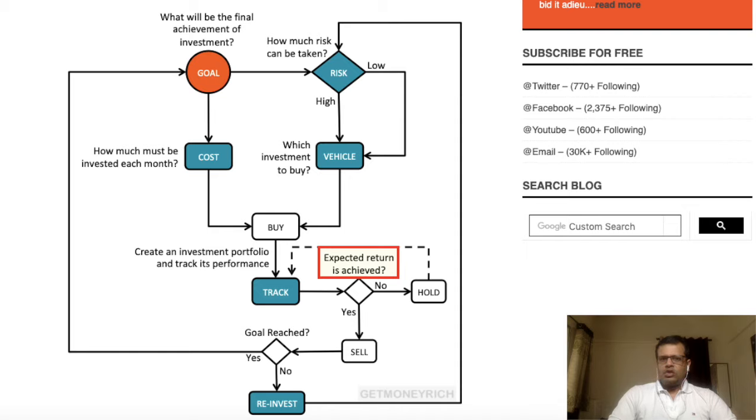If it is not yielding 12% returns, then we will continue to hold and we will continue to track its performance. But if the investment return is either 12% or more than 12%, we will consider selling the holding. We will consider selling the investment. But there can be 2 conditions here. One is, though we have achieved the 12% return, the investment goal is still not met. How will it happen? Let me explain.